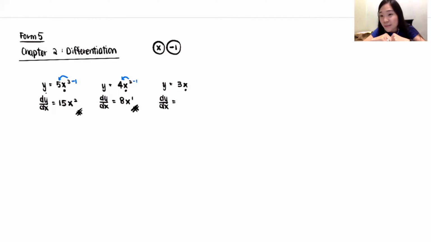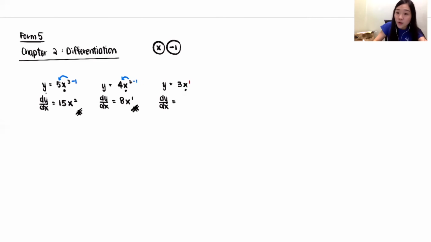So if I don't see any power there, what is the power for this x then? Very good, I expect all of you to get it because you are Form 5 already, right? It will be power 1. Just imagine it: if you don't see it, it's impossible for the power to be 0, because with power 0, I won't even see the x. If I can still see the x, isn't the power an invisible 1? Because usually we don't write 1, right?